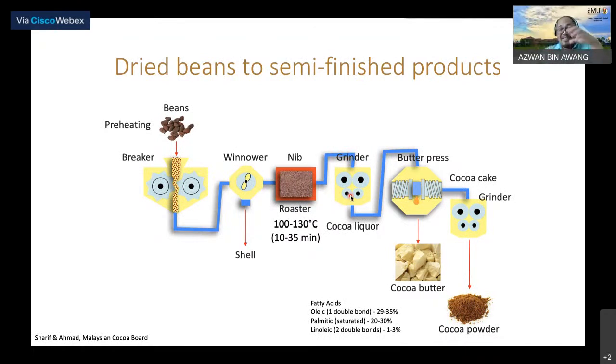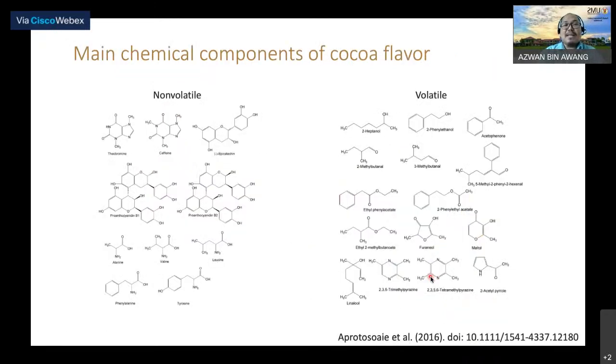They grind, right? Then you get your cocoa liquor. This cocoa liquor will be pressed to produce cocoa butter. And then the leftover is what we call cocoa cake, and they grind that to become cocoa powder. So to produce chocolate, tadi kita kena ada liquor, ada cocoa butter, and then we have some sugars as well. So we need to combine them to make chocolates.